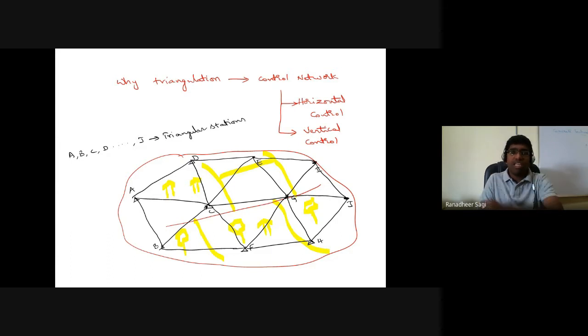And the different survey lines connecting your triangulation stations, maybe from station A to B or A to D or D to C, or whatever the different survey lines are. Those lines which you have represented connecting different triangulation stations, I'll call them control lines, or maybe I'll call them your survey lines.